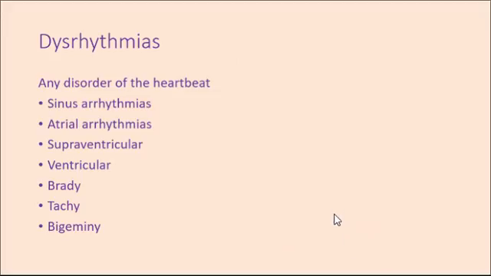This is just some dysrhythmias, and as I was mentioning, sinus arrhythmia is an irregular rhythm coming from the sinus. Atrial arrhythmia is an irregular rhythm that's not coming from the sinus, but somewhere in the atrial area. Supraventricular can be falling somewhere above the ventricle, even in the junction. A ventricular rhythm is firing from the ventricle itself.